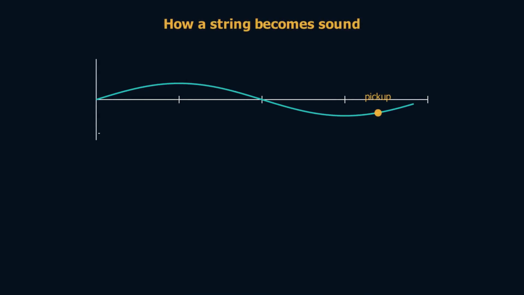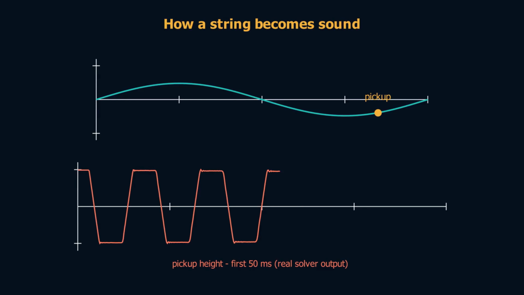So how does a moving string become sound in your headphones? Pick one point right here, near the bridge, where a guitar pickup sits, and just watch it. Write down its height. Then again. And again. 44,100 times every second. Here is the list of numbers, drawn as a curve, the first 50 milliseconds, straight out of the solver. Jagged, buzzy, alive.